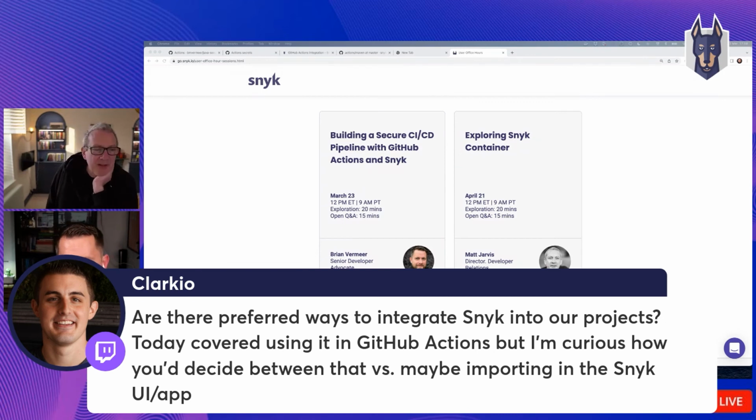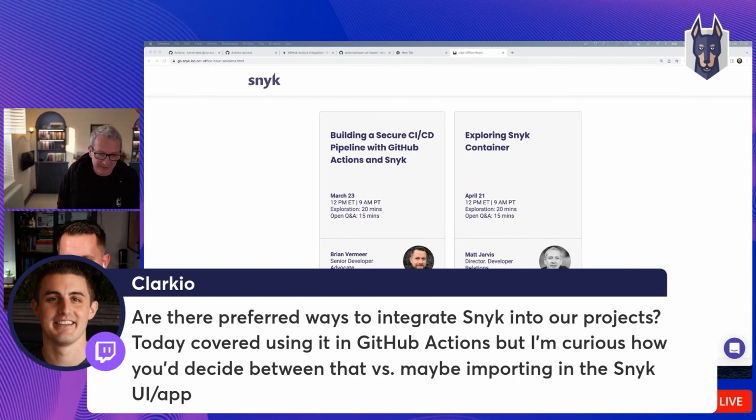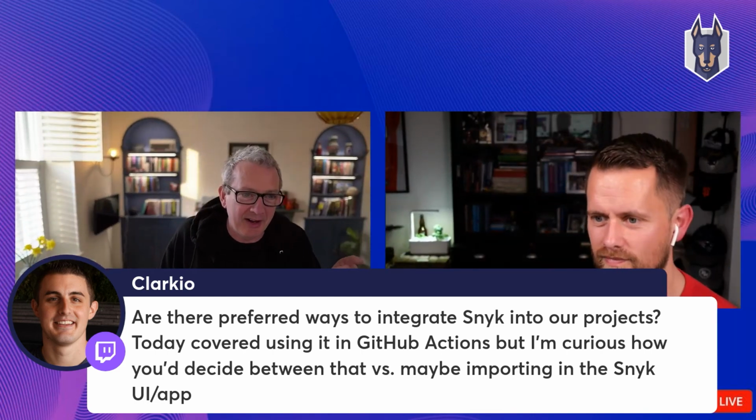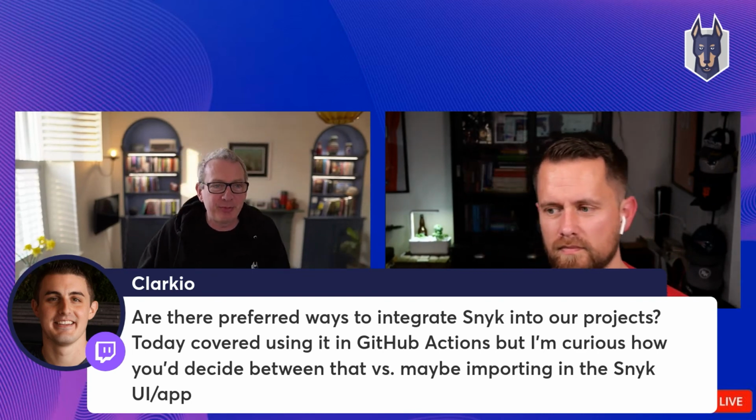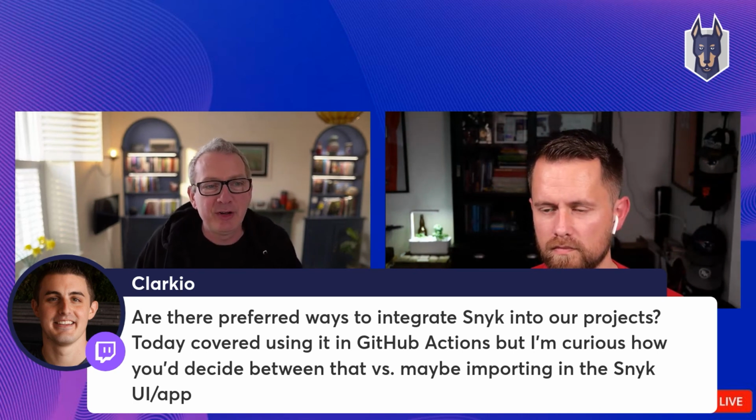So are there preferred ways to integrate Snyk into our projects? Today covered using GitHub Actions, but I'm curious how you decide between that versus maybe importing it in the Snyk UI app. That's a great question, and I think the answer is that it depends whose preferred way you mean, because I think these all solve for different use cases, right?